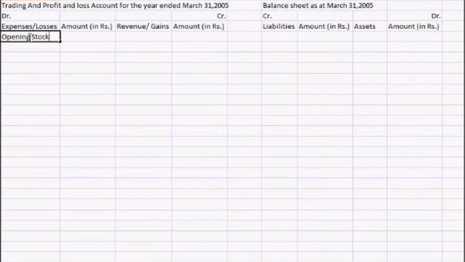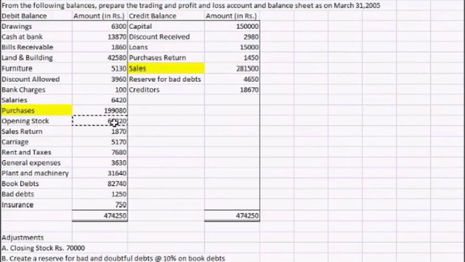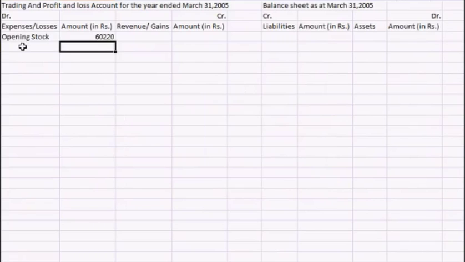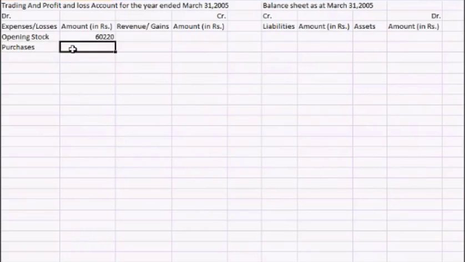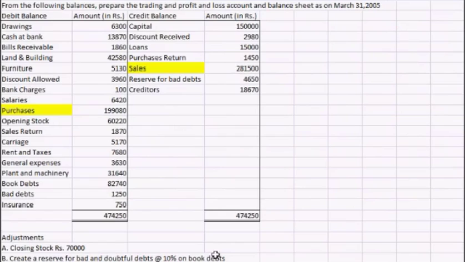Opening stock, and take this amount. Next we have purchases. So we have purchases account, okay, so we'll write the amount of purchases.